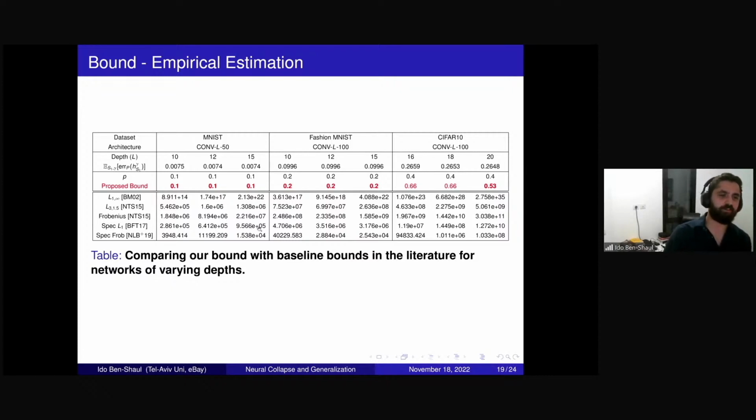And another thing I'd like to show is that we actually compare it with some well-known bounds in the literature. And some of these bounds rely on the norms. These are quite big in practice. So the best one is the spectral Frobenius norm, and it's quite vacuous for these networks. And generally, there's a trend of them getting bigger as we add more depth, which is something that our bound is able to circumvent.